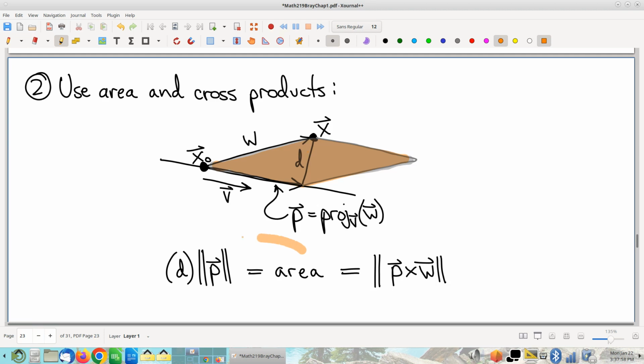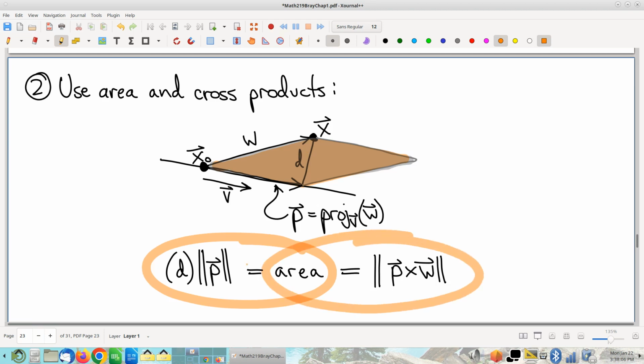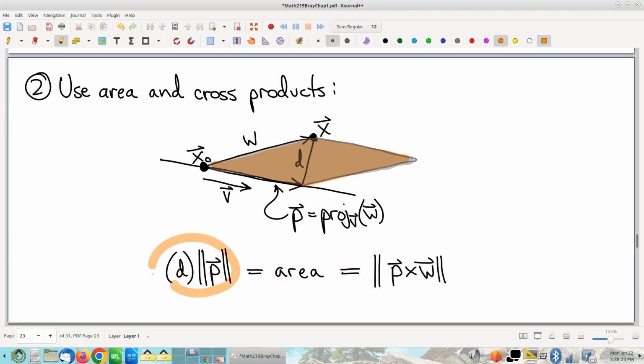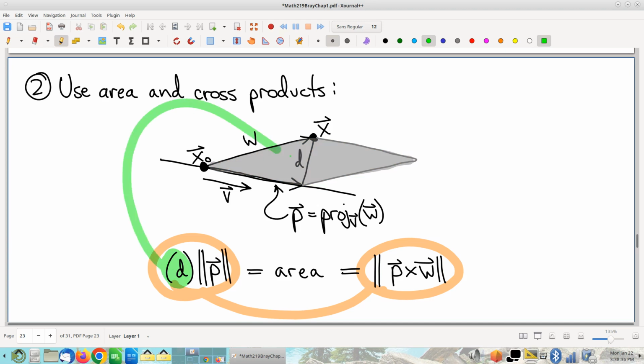So on the one hand, area is height times base, high school geometry. On the other hand, area is the magnitude of the cross product, assuming we're in 3 dimensions, of course. Now still, I don't actually care about the area, right? But because I've computed area two different ways, both of these things have to equal each other, and again, not that I care about the area, but because those two things have to equal each other, I can then solve for the distance that I'm actually interested in.